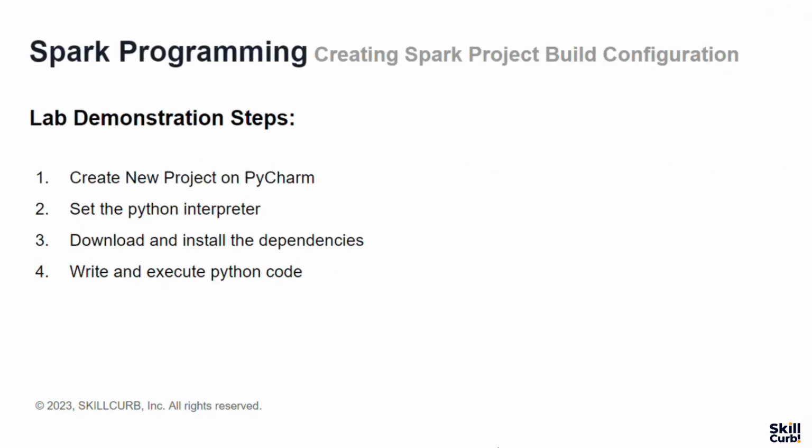In this video, we are going to create a Spark project and define our project's build configuration. To do so, firstly, we will create a new project on PyCharm. The next step will be to set the Python interpreter. Then we are going to download and install the dependencies required for PySpark. And then finally, we are going to write and execute the Python code to see that everything is working correctly.